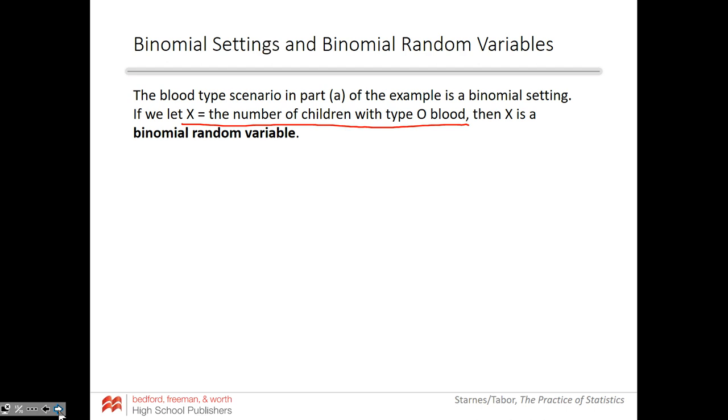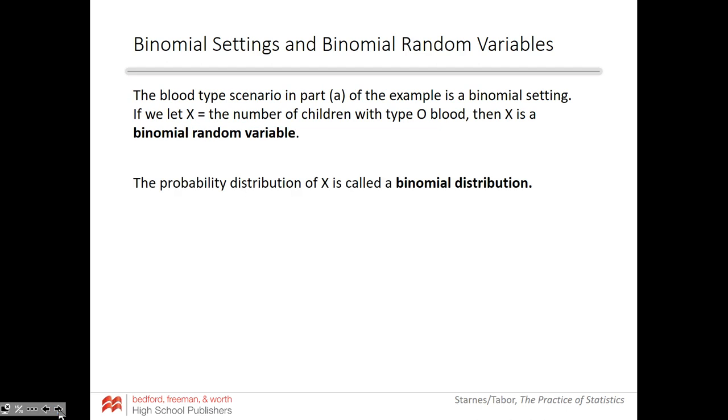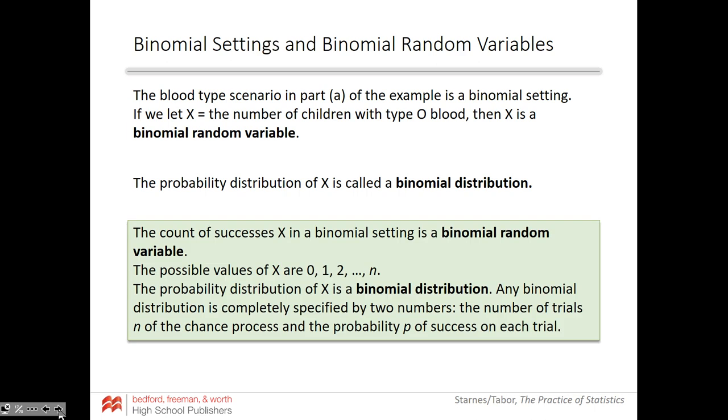And so we said that X is binomial, so now we have a binomial random variable. The probability distribution of X is called a binomial distribution. So the count of successes, X, in a binomial setting is a binomial random variable. The possible values of X are 0, 1, 2, all the way up through N. In this case, this family's having 5 kids, so the possible values of X are 0, 1, 2, 3, 4, and 5.